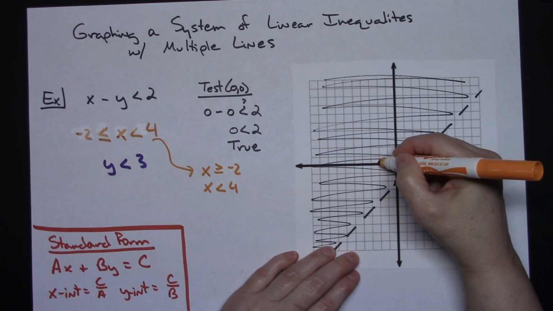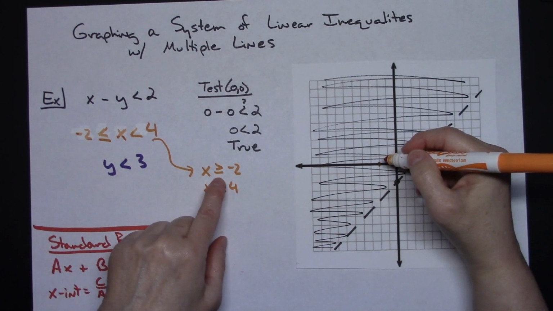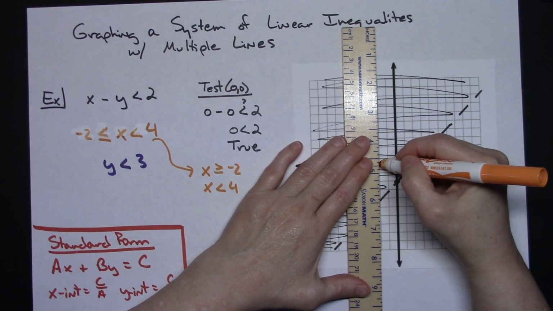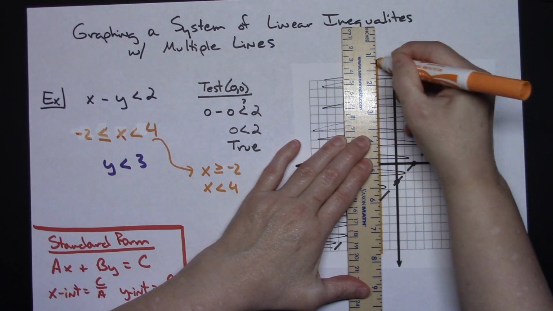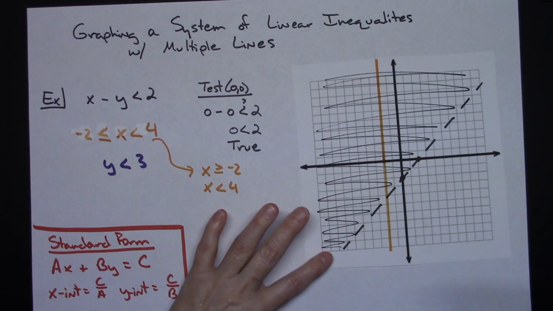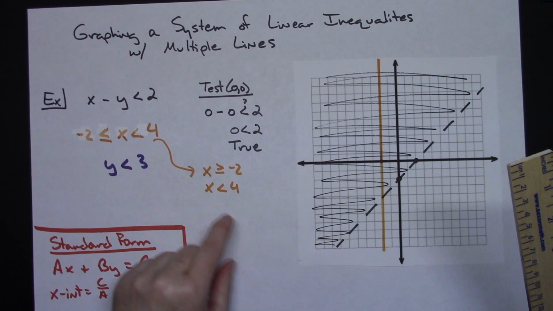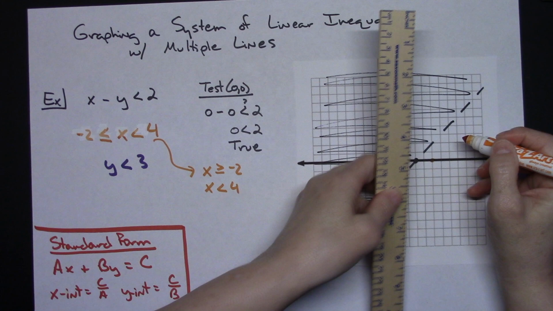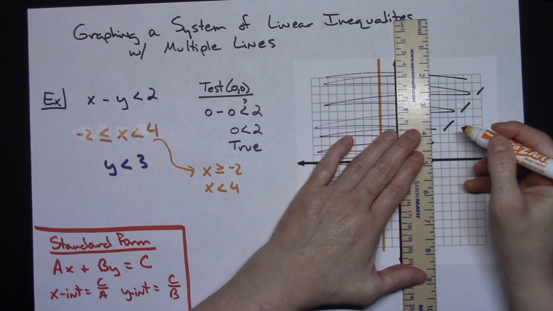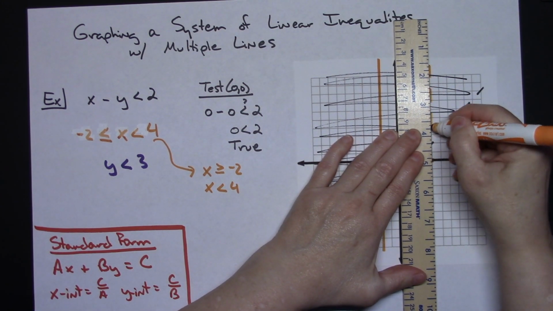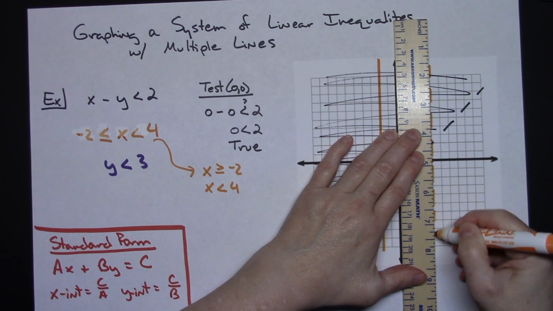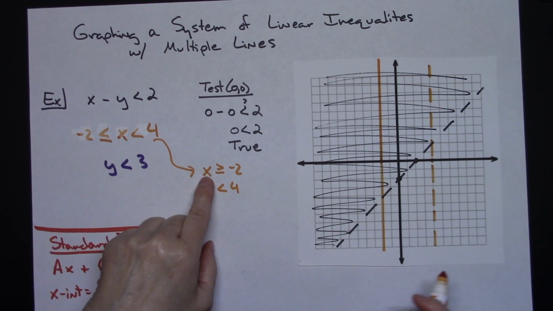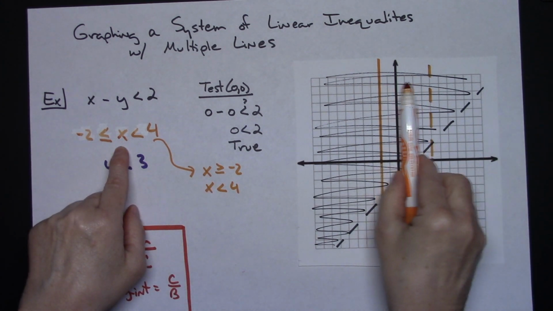At negative 2, I've got to do one line, and it's going to be a solid line. So let's go ahead and put that solid line on at negative 2. Okay, and at 4, I need a dotted line. So 1, 2, 3, 4, there's 4. So I need a dotted line here. Okay, so x is in between, so it's shaded everything in between.